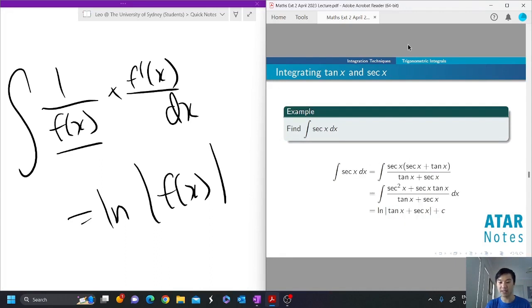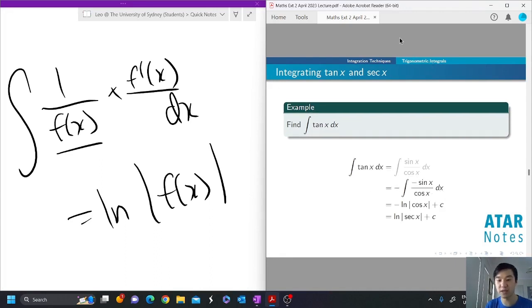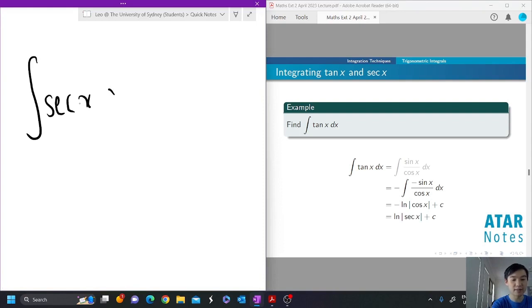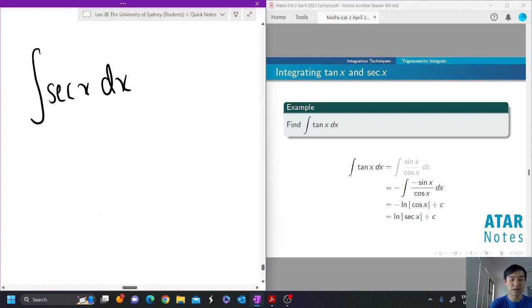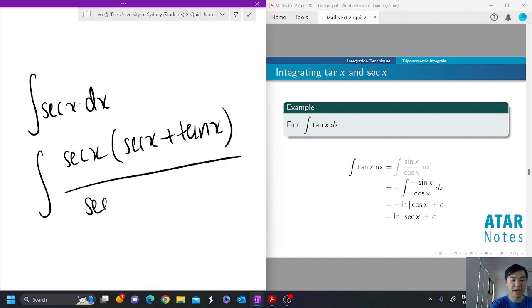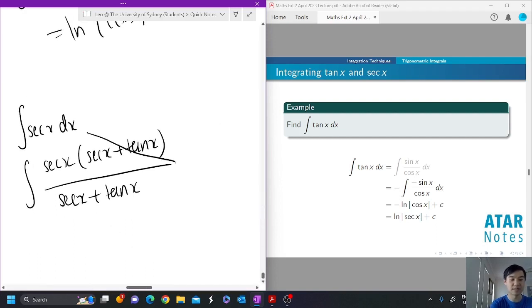So how do we integrate sec x? Well, there's a trick to this. It's kind of hard to integrate it without knowing the trick. But basically, if you're trying to integrate sec x, you want to multiply by sec x plus tan x and divide by sec x plus tan x. So you're not changing the question, these will cancel out. But this is the trick of what you have to do.